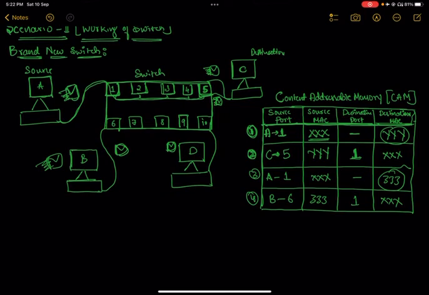So this is how a switch builds a table called content addressable memory. Every 30 seconds the table is updated with the help of a protocol called ARP. So this table is being updated.